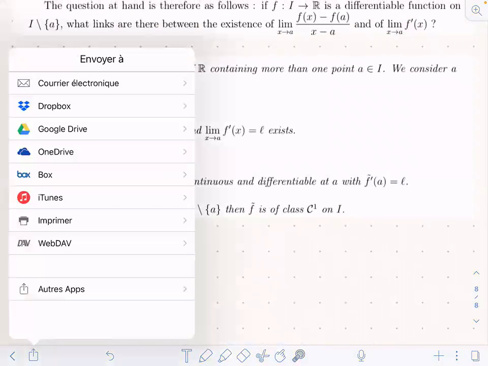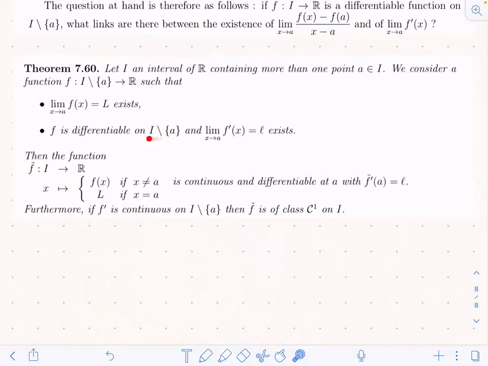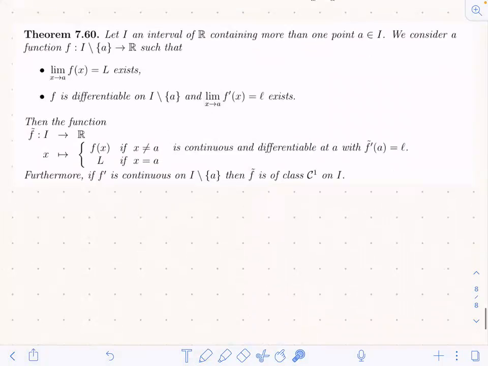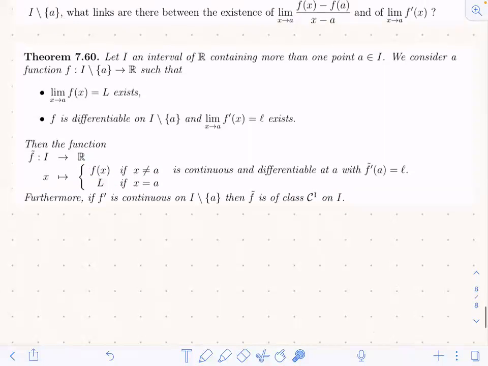We also need, however, the function to be differentiable on the interval without a point, and we need the derivative to have a limit at that point. And what then happens is if you add the point to the function, meaning that if you consider f of x with x different from a, for example R star above, and L if x is equal to a, then you end up with a continuous and differentiable function on the interval I. And if your derivative is continuous, then you get a C1 function.